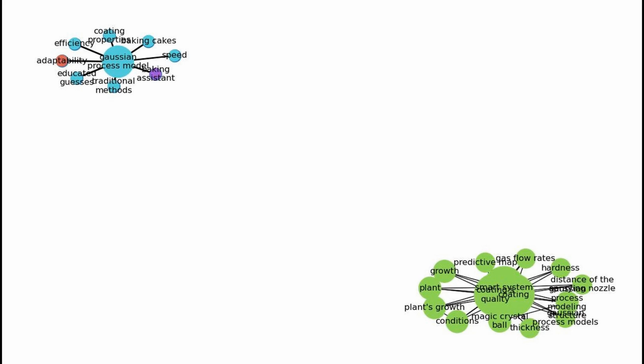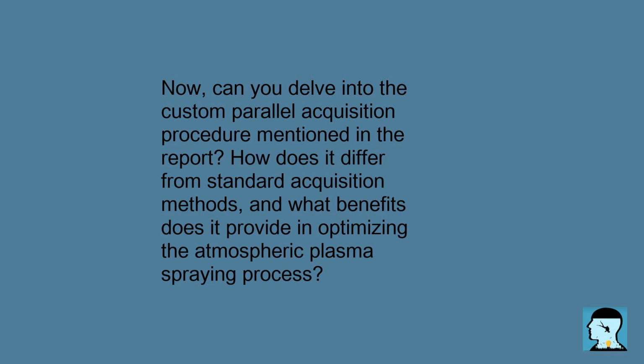And moreover, this model adapts in real time based on the measurements taken during the spraying process, further enhancing its accuracy. It's like having a baking assistant who watches the cake as it bakes and suggests adjustments along the way. This combination of speed, efficiency, and adaptability makes the Gaussian process modeling a powerful tool for predicting coating properties in industrial applications.